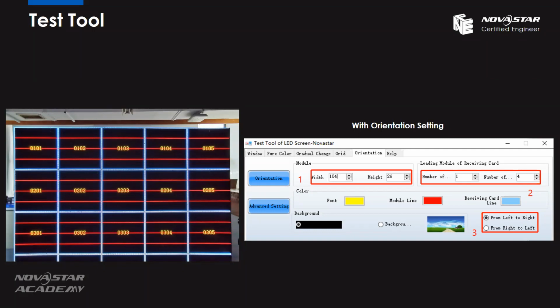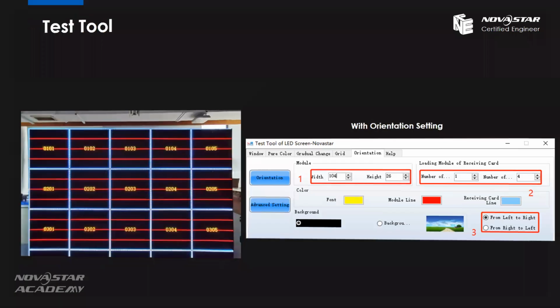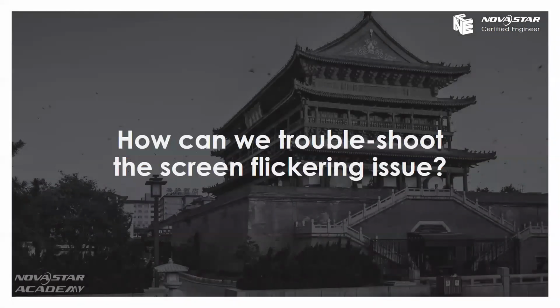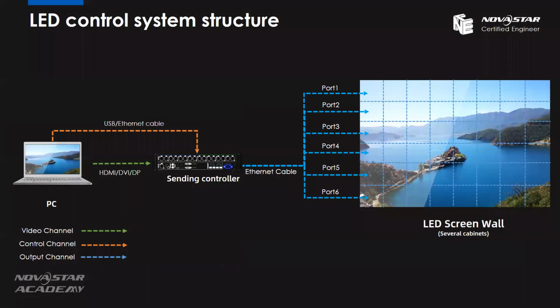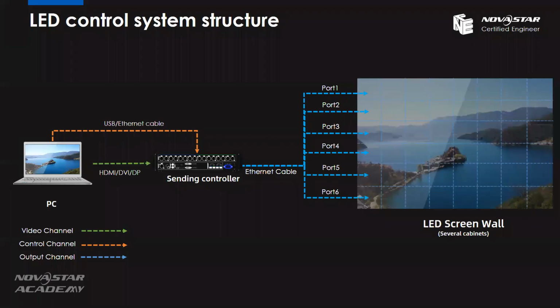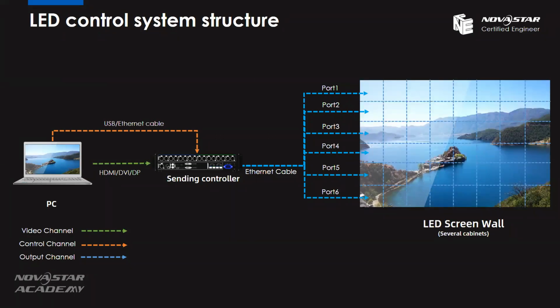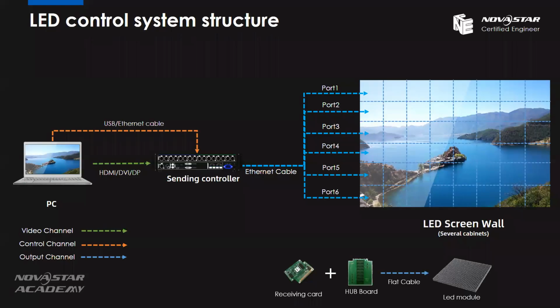And next, let's go back to this topic. How can we troubleshoot the screen flickering issue? Every time we try to figure out the possible reasons, we look back at the original system structure. Like this one, the PC provides the video source to our sending card. From the sending card, we use the Ethernet cable to connect to the LED screen. On the LED screen side, there will be several cabinets, and in each cabinet we have the receiving card, the hub board, the flat cable, and the LED module.